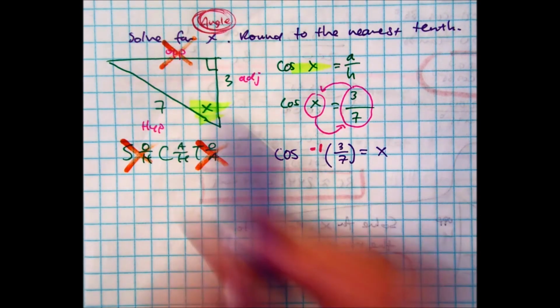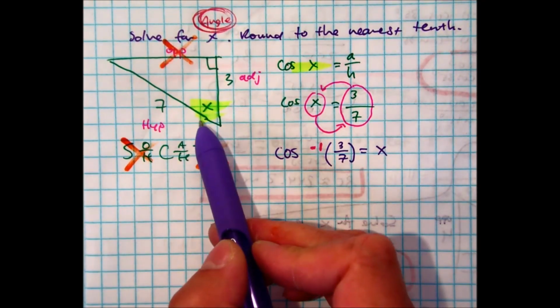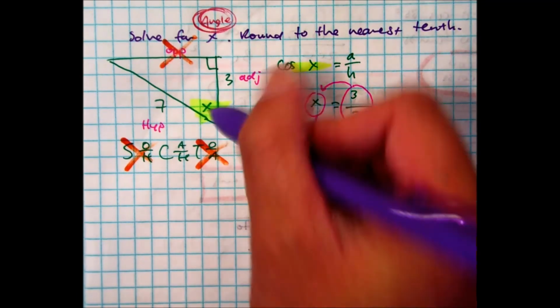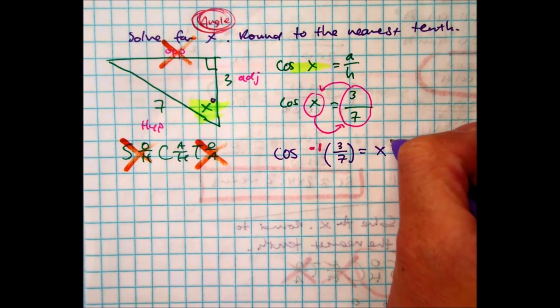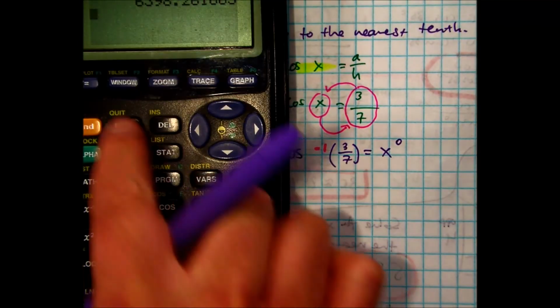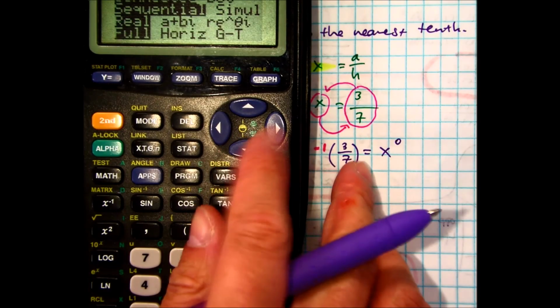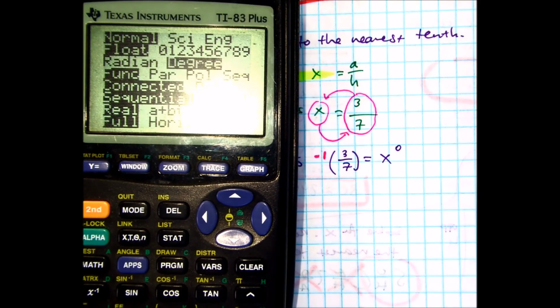Now, it doesn't tell me what type of angle this is, measured in degrees or radians. If I did something like this, then you know to use which mode? Degrees. Let's put in our calculators. Go to mode, double check. It's on degrees. You might want to check it every single time.